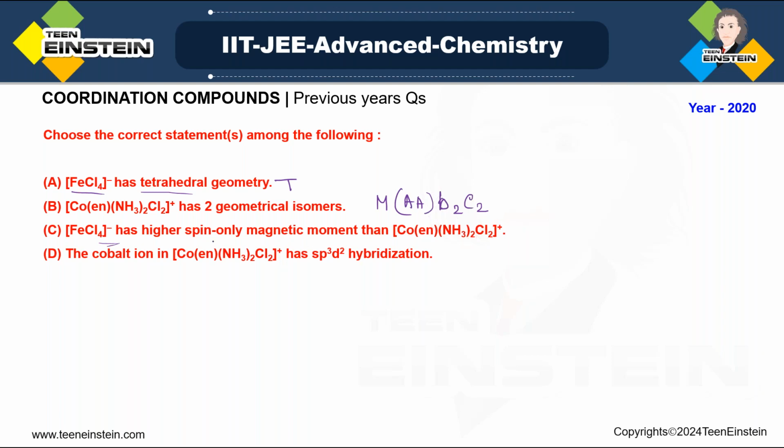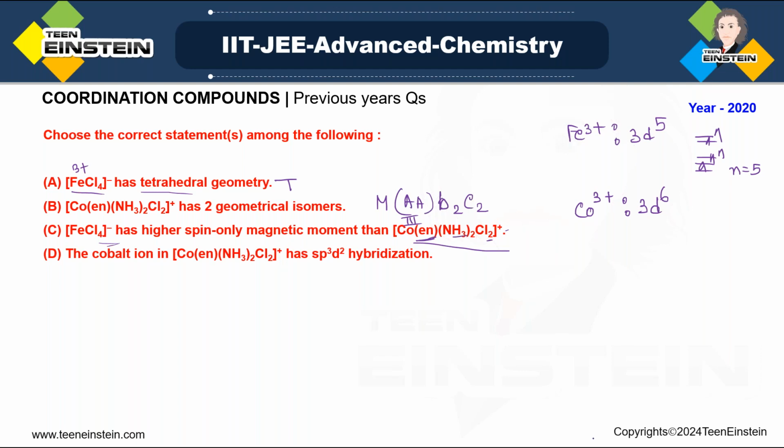[FeCl4]− has higher spin-only magnetic moment compared to another complex. So this complex is already in option B. Now for [FeCl4]−, as it has oxidation state 3+, so when it is 3+, it is 3d5. That means you have a total of 5 unpaired electrons. But what about this complex? Here the oxidation state of cobalt is +3 because you have 2 Cl minus and still a positive charge. That means it is Co3+. Now when it is Co3+, it is 3d6. But we have strong field ligands, en and ammonia, 2 ammonia, 1 en.